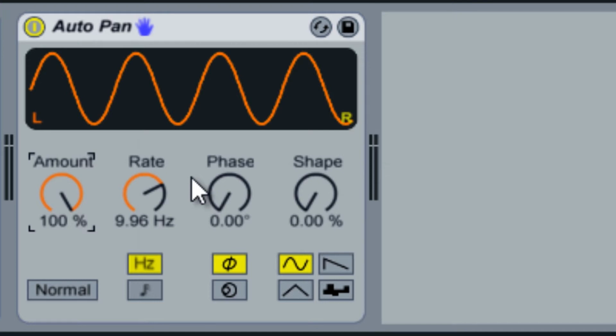So now that you understand the basics of LFOs, go out and experiment. Using LFOs is a great way to make your sounds and instruments more interesting.